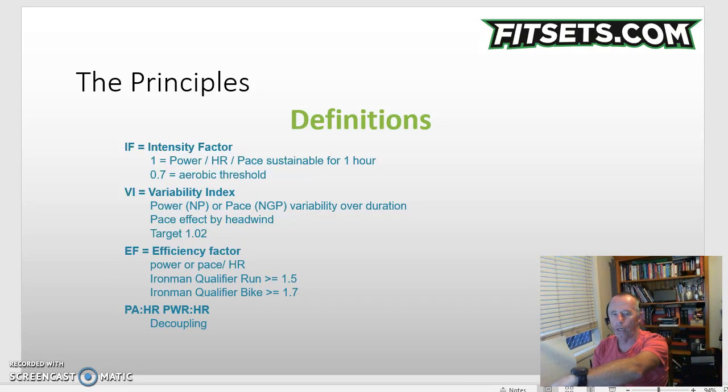Other definitions, I'll skip over a couple of these quickly, but the important one is intensity factor. So that's the intensity factor within a session. One is basically your maximum effort for 1 hour. So it's the maximum you could do that discipline for 1 hour where you really need to stop. It's your race effort, basically, 1 hour race effort. Whereas 0.7 is around about your aerobic threshold. So if you're slightly below or at your aerobic threshold, we record it as a 0.7.